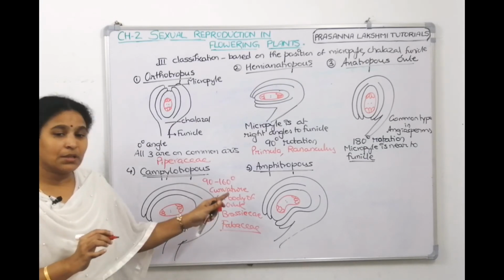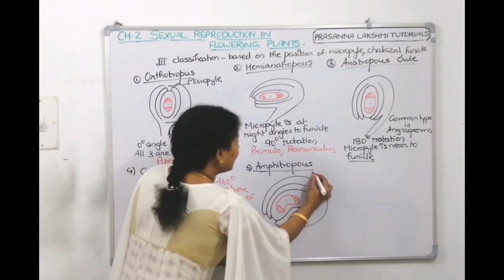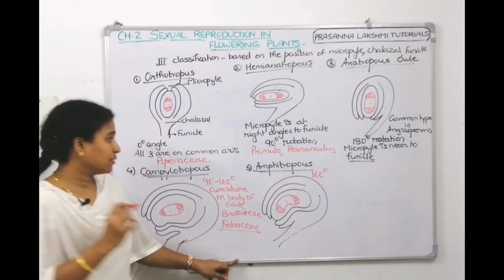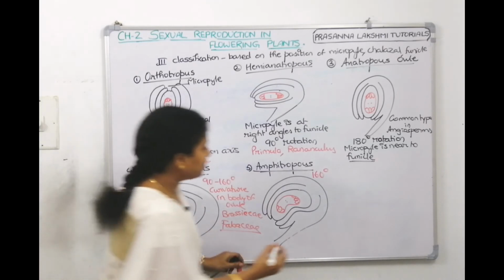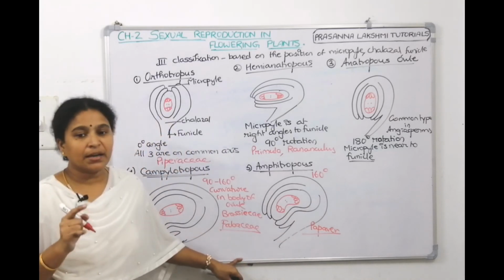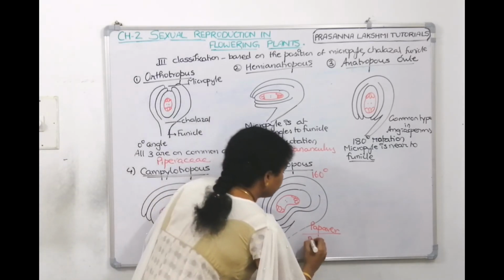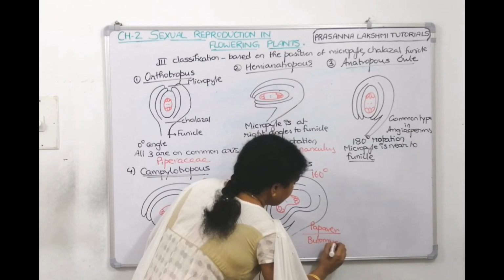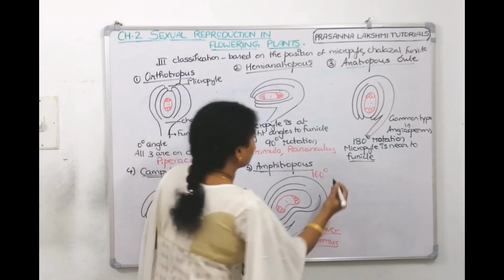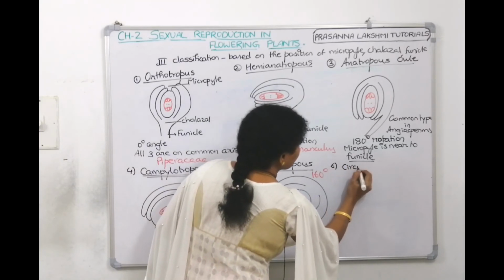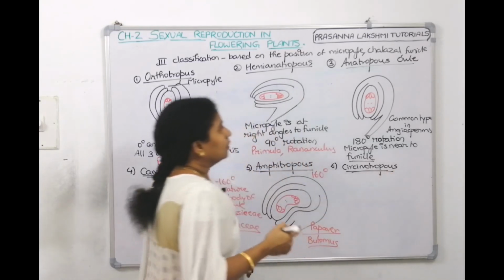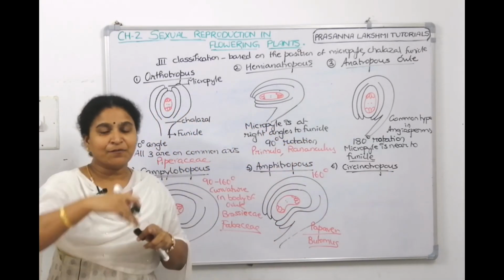Example for Amphitropus. Now the rotation for Amphitropus is complete turning, right? 160 degrees we can give. We can take Papaver as an example for Amphitropus. What example shall we write here? Papaver is one example we can write, and Butomus is another example. So the last type of ovule is called Sarcinotropus ovule. What's the last one? Sarcinotropus ovule. 180 degrees means half the way.